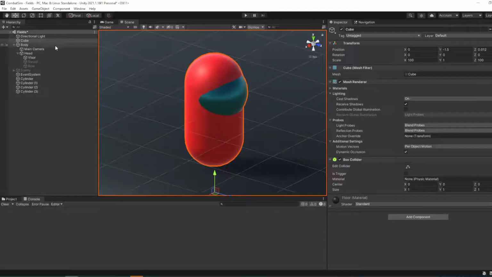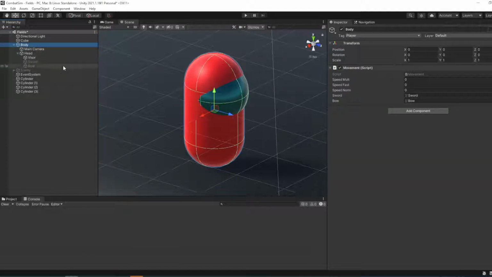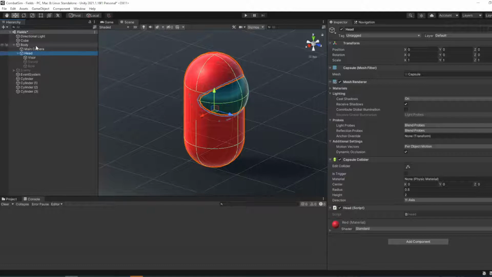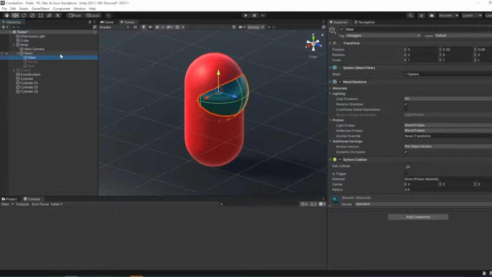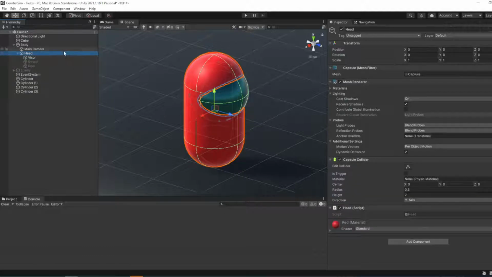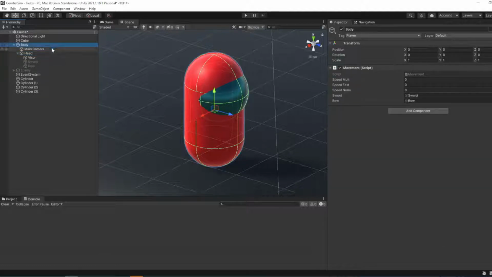We're going to use a body head system. So the body is going to be in control of the position of the player, and it's actually just an empty game object that has the head as a child of it. And the head is going to be controlling which way our character is looking and which way they're pointing their weapon. This visor is just for visual reference. So again, the head is the rotation, body is movement.